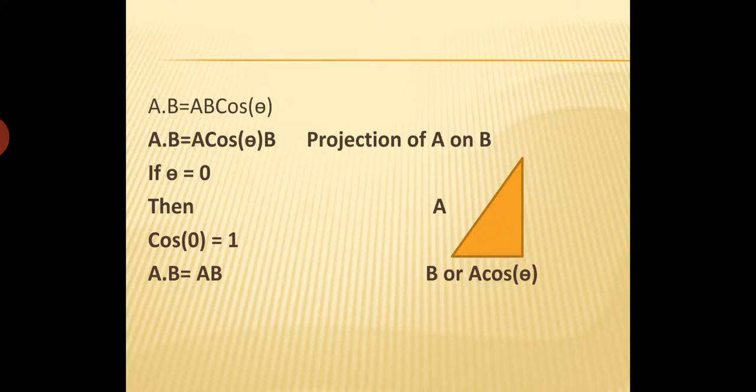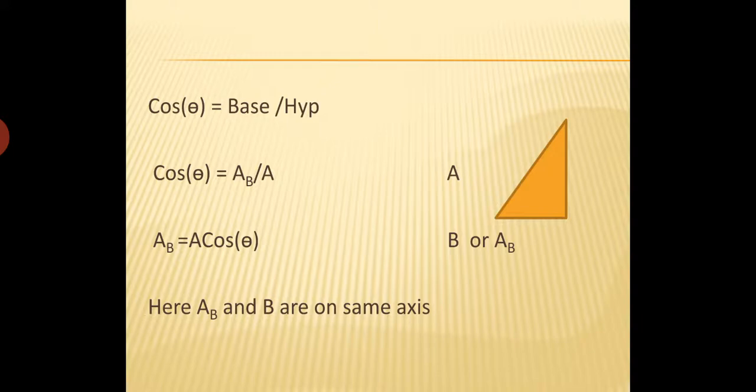If theta is equal to 0 degree, that is the angle between b and the projection of a on b, both are on the x axis, so the angle between them will be 0 degree. And if it is 0 degree, then cos of 0 we know that it is equal to 1. If we put cos of 0 is equal to 1 in the first above equation, then a dot b is equal to ab, which is the maximum value on angle 0.